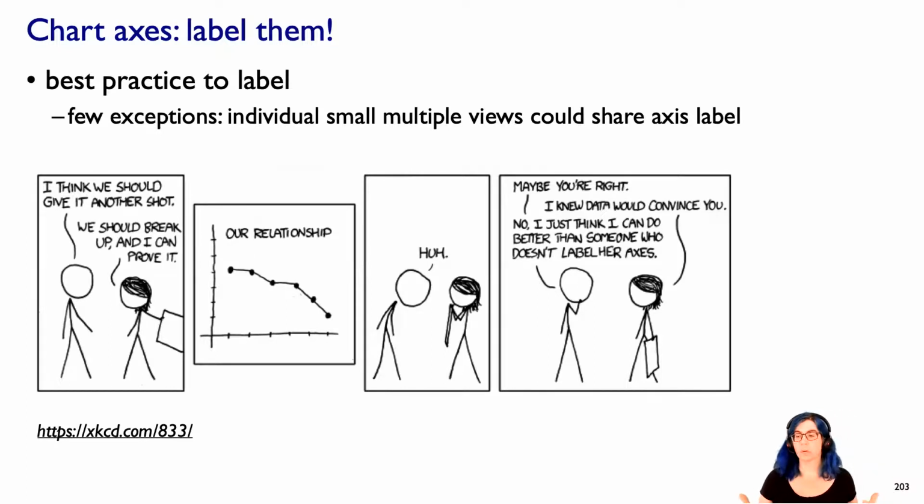We'll talk later about small multiple views, having more than one view, or maybe you share axis labels. But in general, a good rule of thumb is that it is best practice to label axes, as we see from the glorious XKCD, which has a visualization-based cartoon for almost every principle you would ever want to illustrate, including this one.